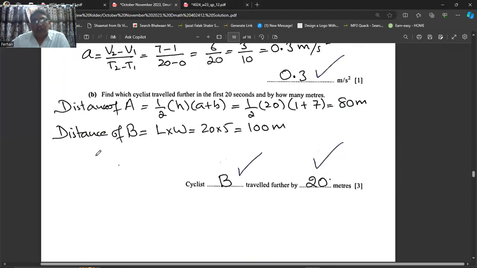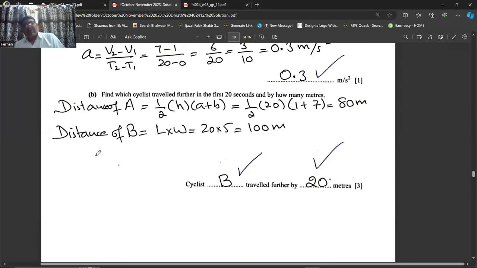The area of the trapezium is 1 by 2 into height into sum of the parallel sides. So it will be 1 by 2 into 20 into 1 plus 7, and that will be 80 meters. The distance of B is in the shape of a rectangle. Its area is length into width. So it will be 20 multiply 5, and that will be 100 meters.